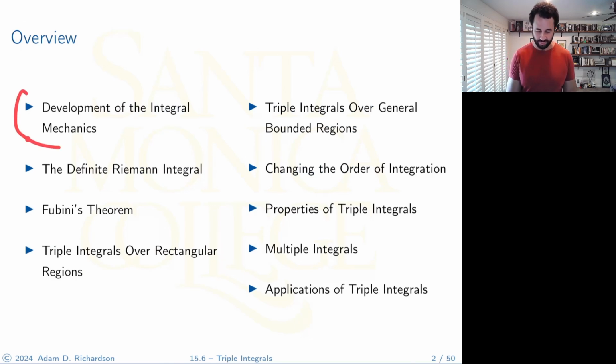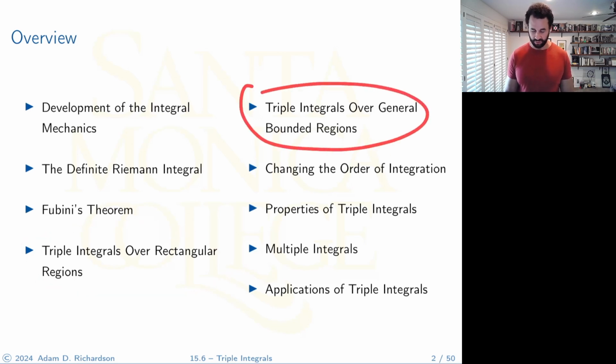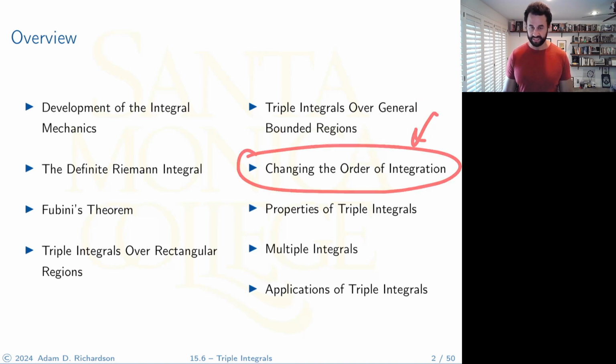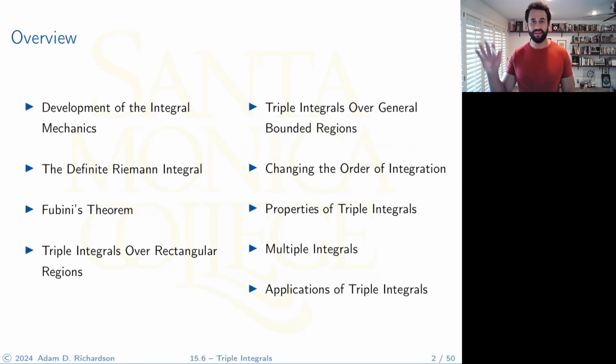So first, we're going to completely develop the integral mechanics. The good news is that you've seen it a couple of times before, so hopefully by now I sound like a broken record. That's a good thing. That's what you want. We're going to define the definite triple Riemann integral. We're going to talk about Fubini's theorem again, do triple integrals over rectangular regions, triple integrals over bounded regions, changing the order of integration. And this one is a tricky one. So I'll get to it when we get there.